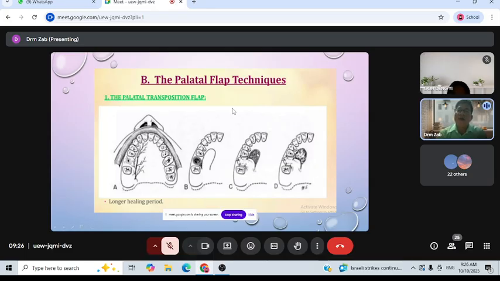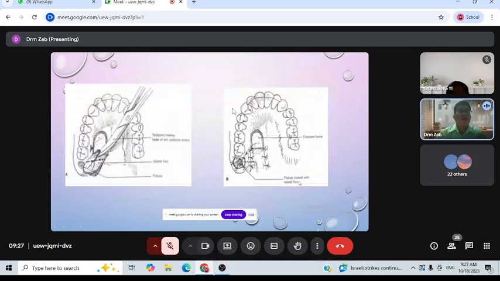This area you can leave raw because it will become re-epithelialized later, or you can pack it with periodontal dressing, which will allow re-epithelialization of the area. This is how you raise the flap. You have to be very careful, you don't want to sever the greater palatine artery. Once everything has been elevated, make sure it's tension-free, then you can rotate and secure the area.